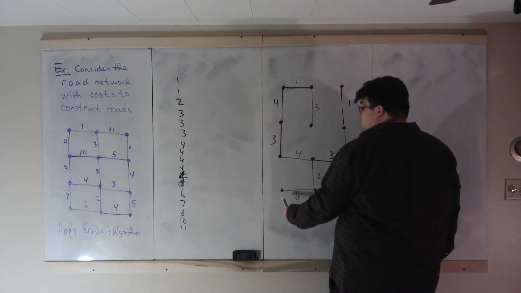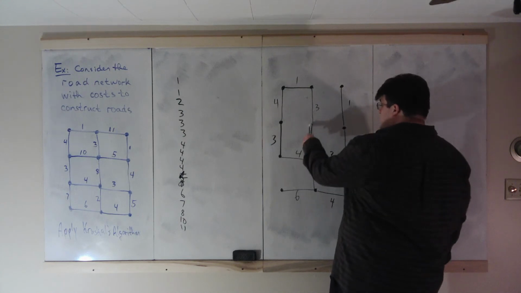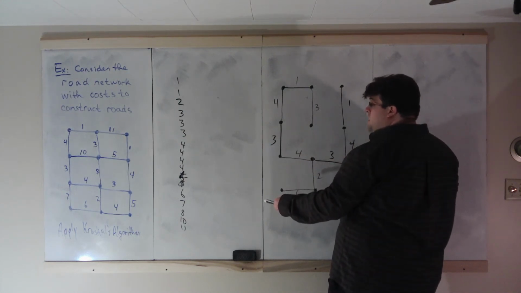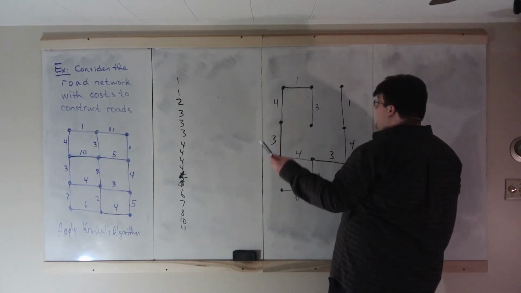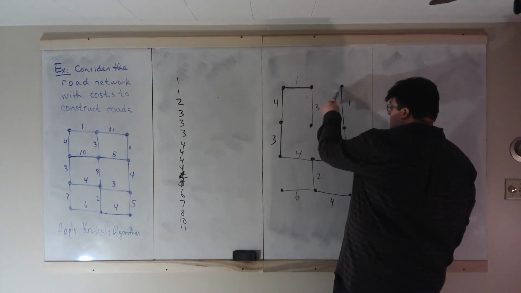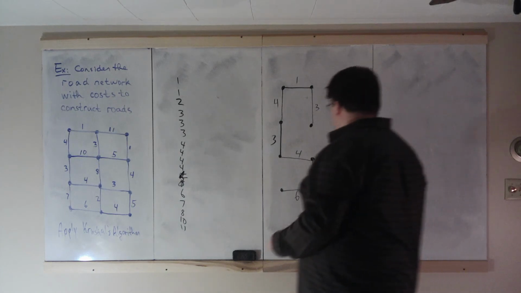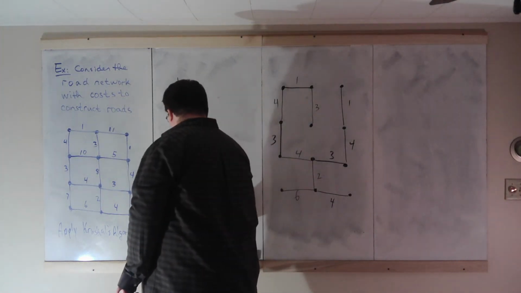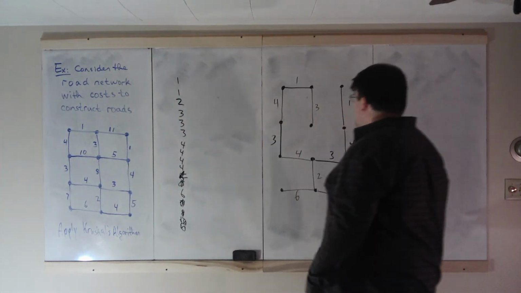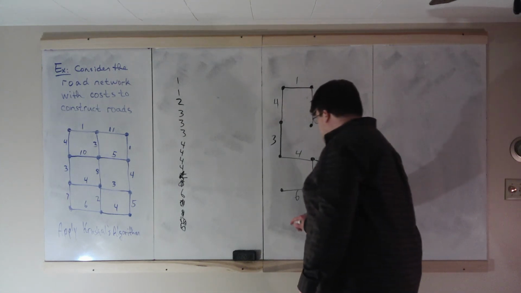Seven would create a cycle. Where's eight? Eight creates a cycle. 10 creates a cycle. 11 doesn't... Oh yeah, it does create a cycle. 11 would create a big cycle there. So we don't add that, don't add that, don't add that, don't add that. Here's the spanning tree, and what's the minimum cost?